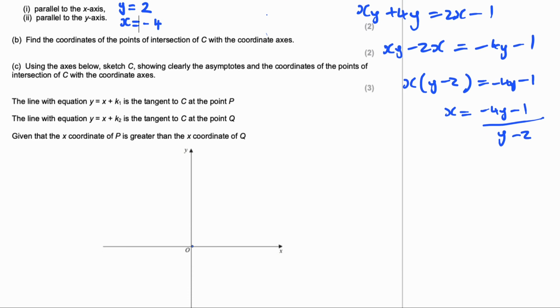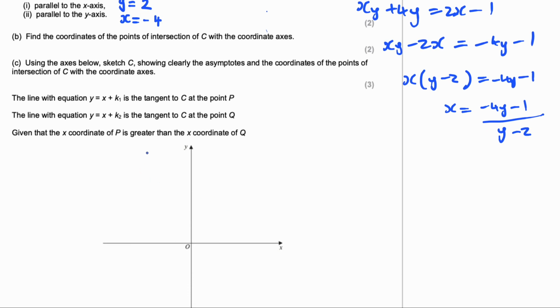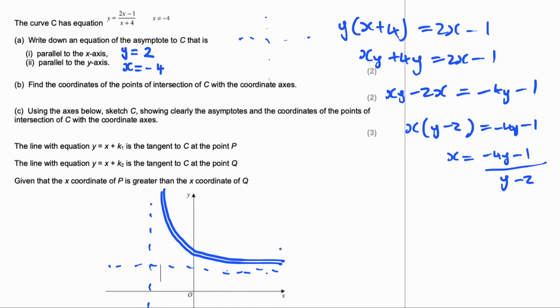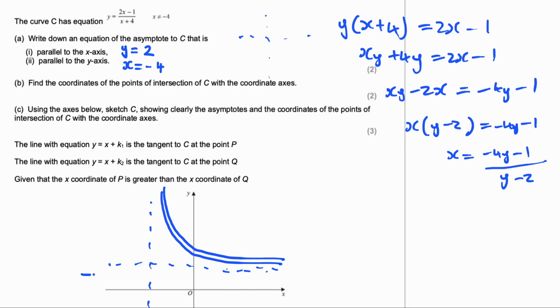So what does that look like on the graph? So x is minus 4 and y equals 2. These are our asymptotes, so our graph does not cross these lines. If x is a big positive number, then y is going to be a big positive number. So that means we're going to be in the top right quadrant. So we can expect our graph to look something like this. Oops. And this.